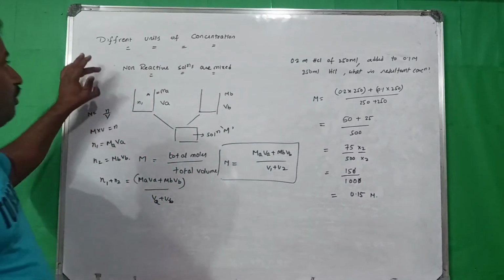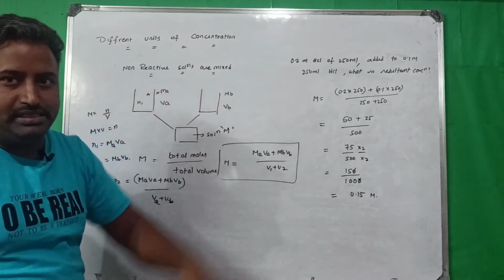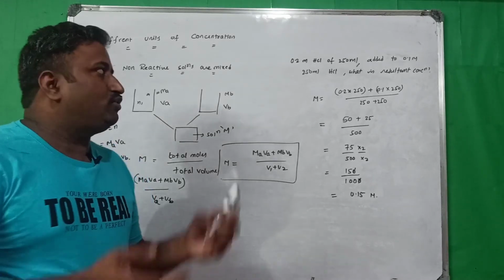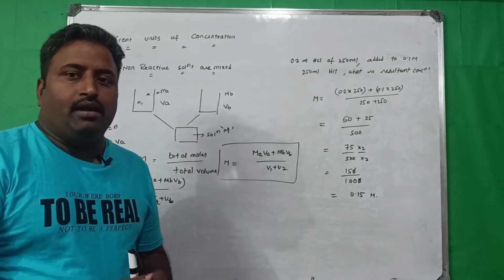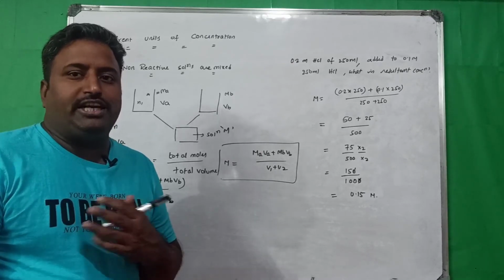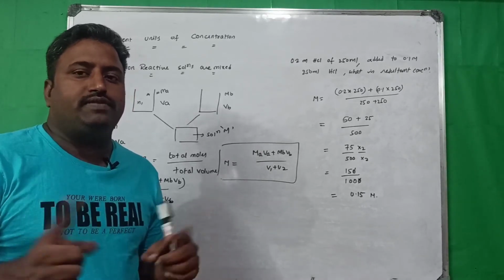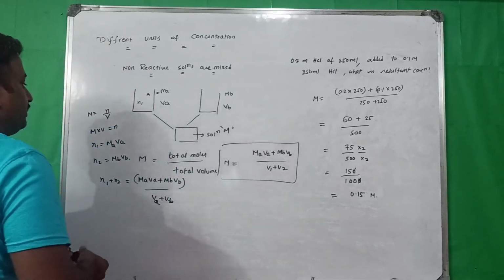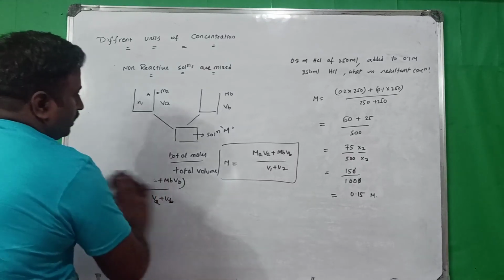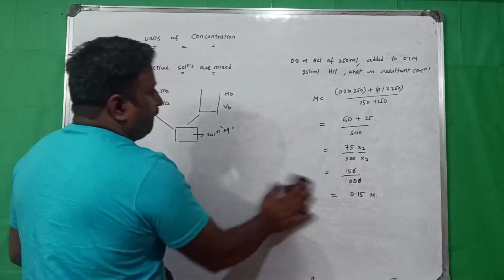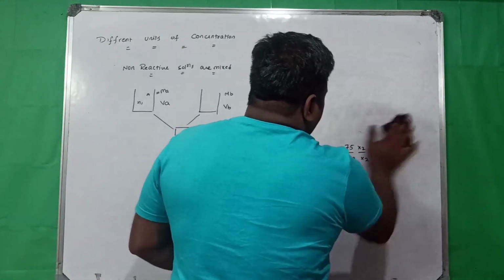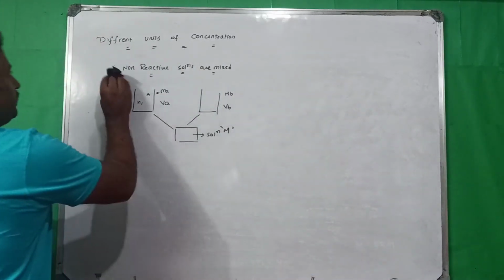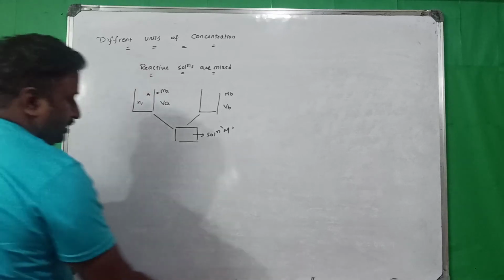Now this is how we have to calculate when non-reactive solutions are mixed. What if the solutions are reactive? That means one acid and one base is mixed, or one oxidant and one reductant is mixed. That means two solutions which are reacting are mixed. Then how to calculate resultant concentration? So, calculation of resultant concentration when two reacting solutions are mixed.